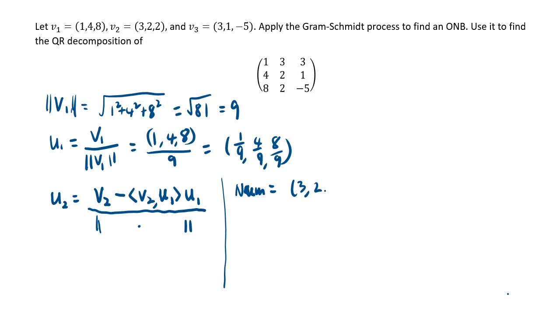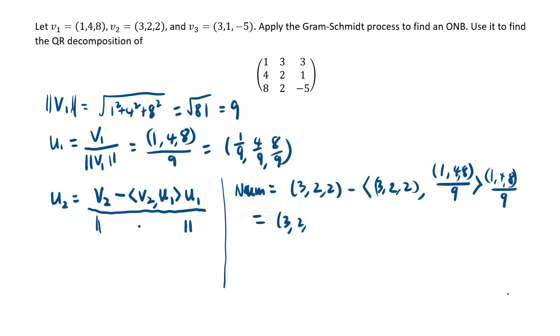Okay, so let's just calculate the numerator first. V2, which is (3, 2, 2), minus the inner product of (3, 2, 2) with (1, 4, 8) over 9, and then (1, 4, 8) over 9. You want to pull the 1/9 in front, and then let's do the inner product, which is pairwise multiplication and add, right? 3 times 1 is 3, 2 times 4 is 8, 2 times 8 is 16, times 1/9 of (1, 4, 8).